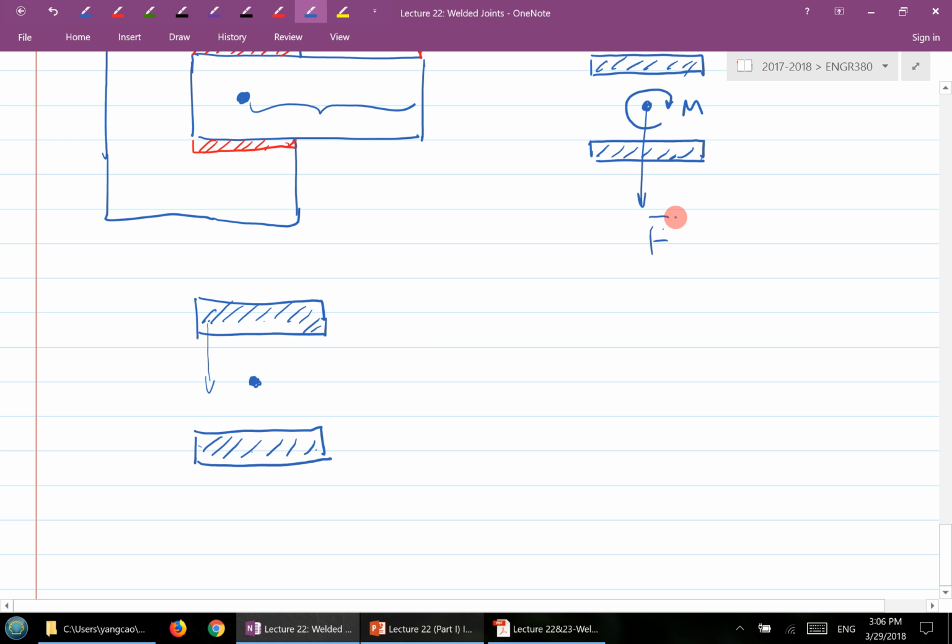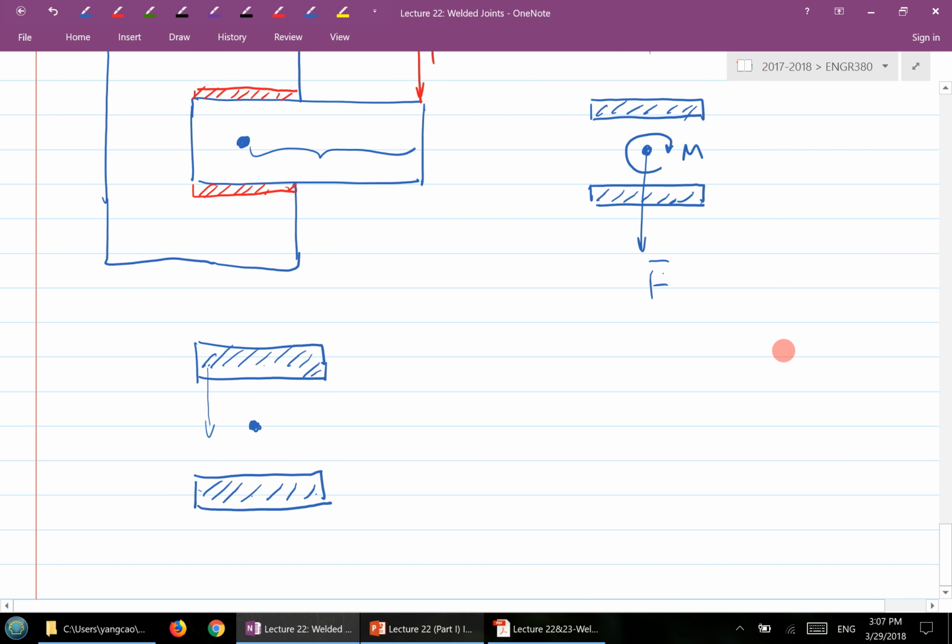So that's settled, right? And second of all, let's look at this M here. Even though I call it M, you can also consider it a torque. The torque tries to rotate the weld group. So technically, when we learned shaft design or bar, what type of stress does a torque generate?